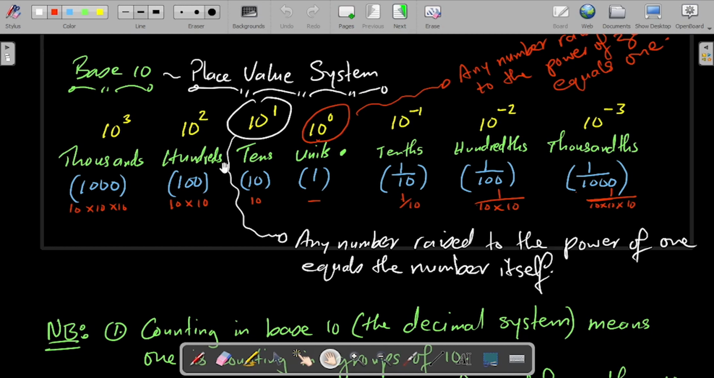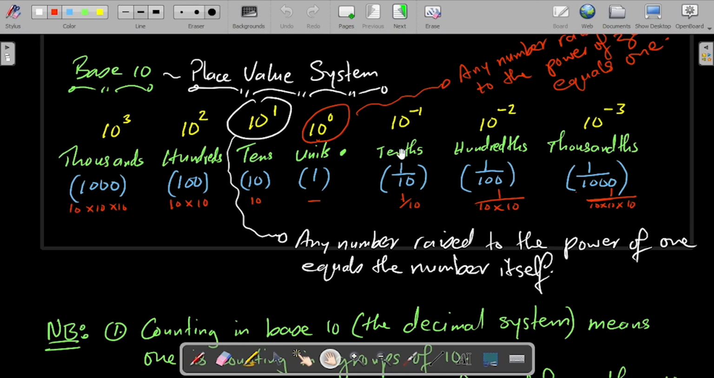And the hundreds place is the same as 10 to the power of 2, or 10 squared, which is 10 times 10, or 100. And the thousands place is the same as 10 to the power of 3, or 10 cubed, which is 10 times 10 times 10, which equals 1000.